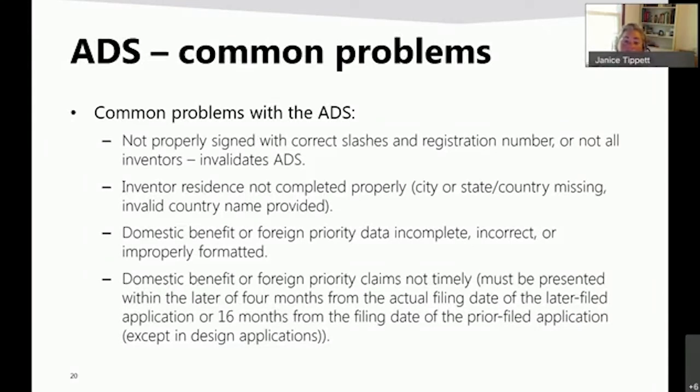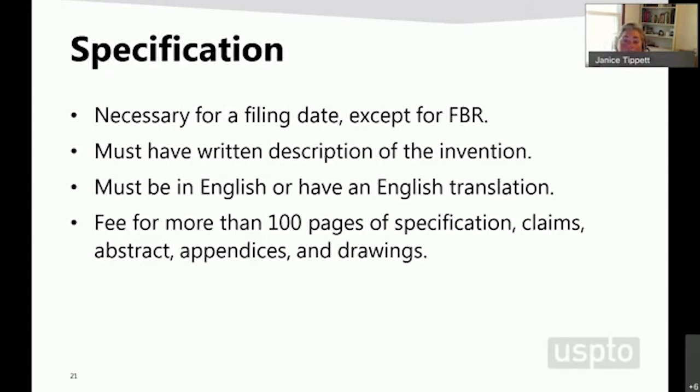Domestic benefit claims and foreign priority claims must be presented in a timely manner. We have certain time frames in which this information must be provided. And if it's not, then that requires a petition to add it late, and you may end up with problems with that. Okay. Specification is necessary for a filing date for every type of application, except for when you're filing by reference, and then we use the reference as the specification. Must have a written description of the invention.